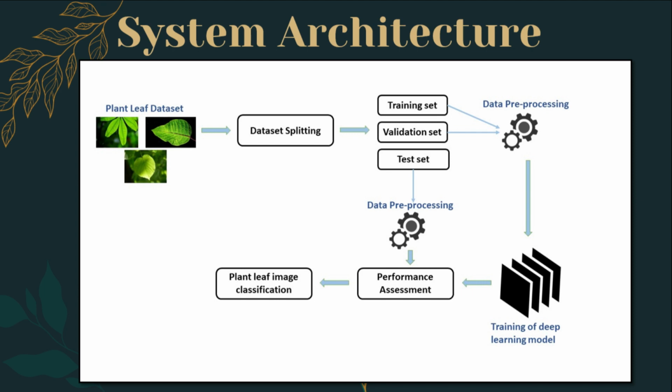So at this stage, we will assess our deep learning model's performance, and at the end of the stage it can provide the plant leaf image classification, whether it's in good condition or not in good condition.